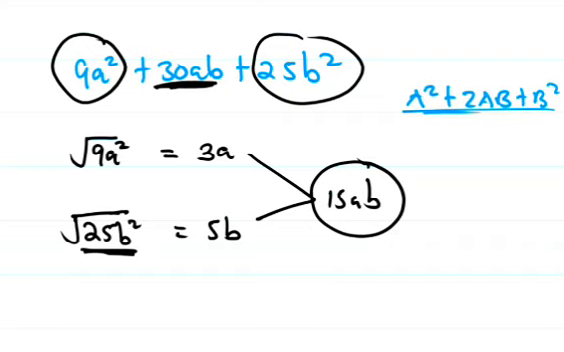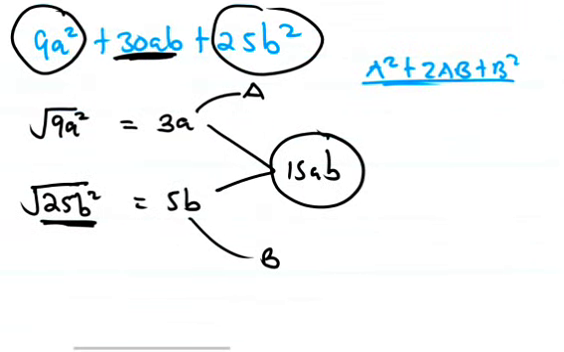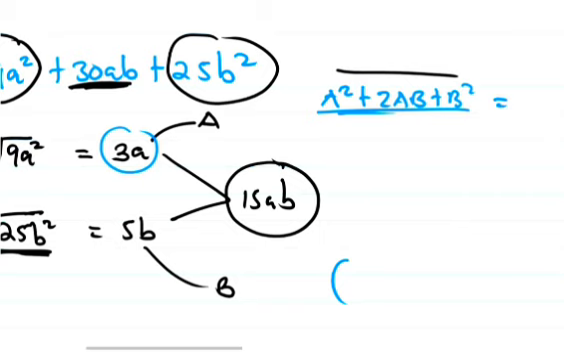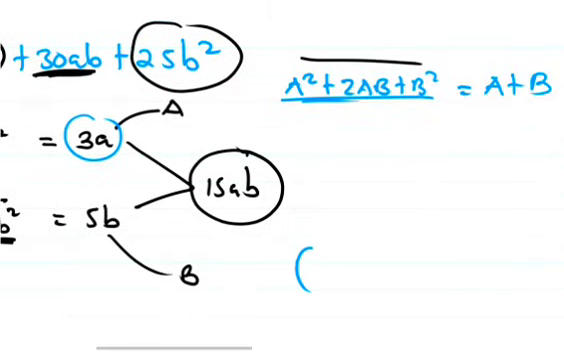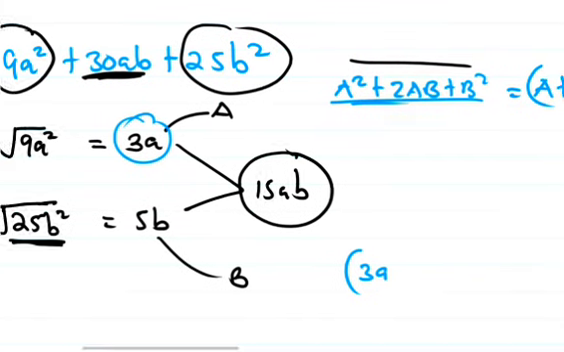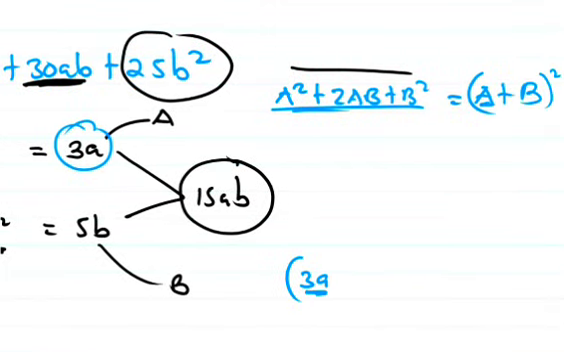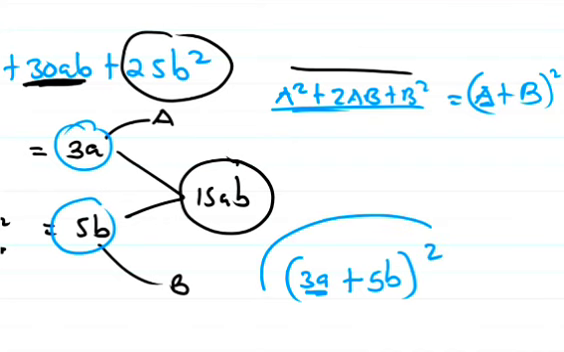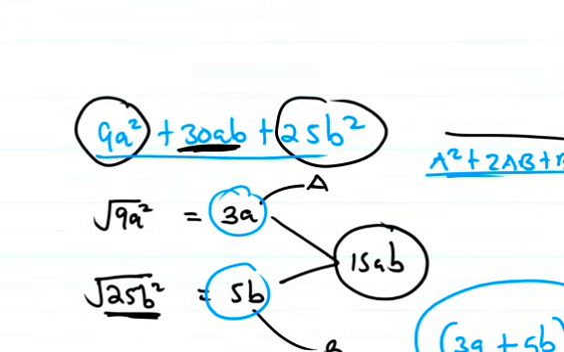We can have this: we have a square plus 2ab plus b square, which in brackets is the same as a plus b, then square. With the a, we have 3a, then plus the b, which is 5b. Then with the square, the answer is true.